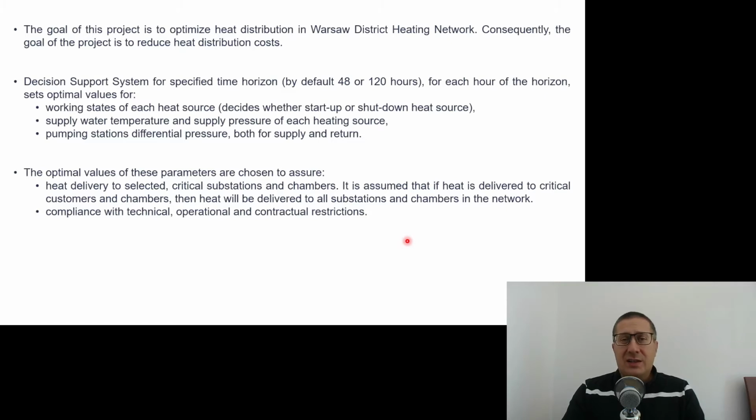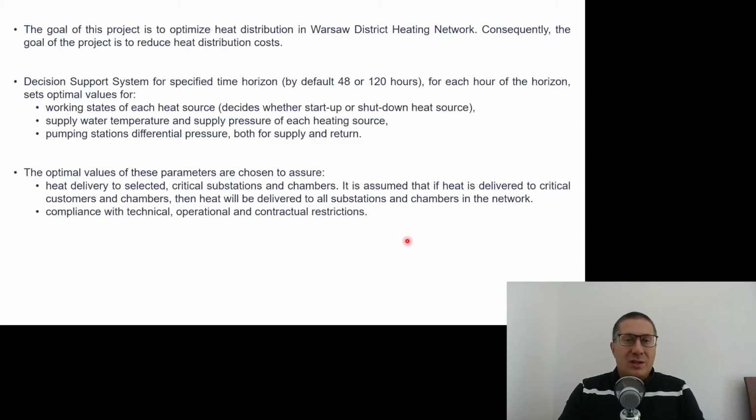And as I say, there are 16,000 end users, and we don't have to look on all of them during the, let's say, detective mode phase of the project. We together with the district heating network operator identified critical users, critical substations and chambers. It is assumed that if the heat is delivered to critical customers and chambers, then the heat will be delivered to all the substations and chambers in the network. So we don't have to look on all the 16,000 nodes of this graph.